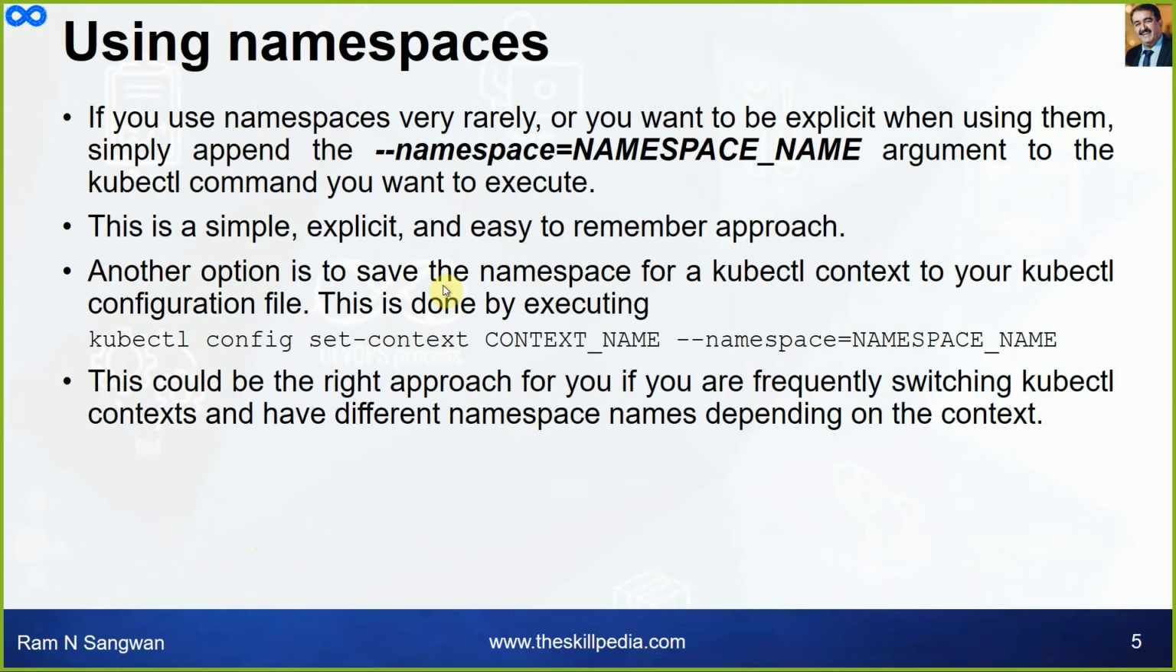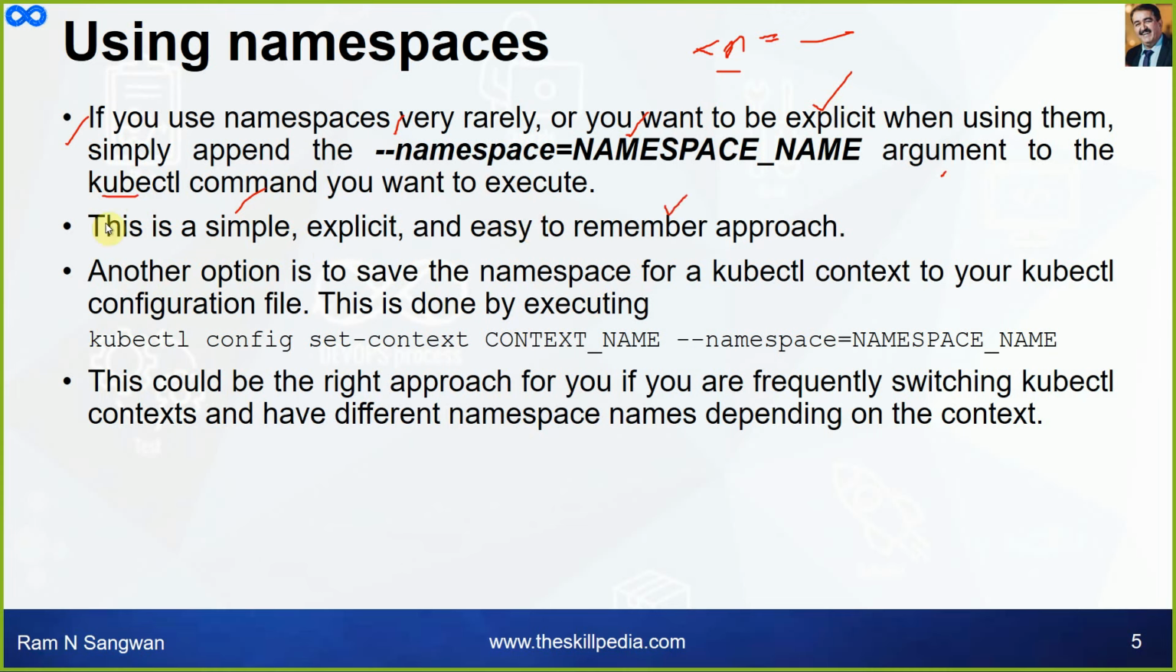If you use namespaces very rarely or you want to be explicit when using them, then with your kubectl command you append this parameter, hyphen hyphen namespace equal to the namespace name, or simply hyphen n equal to the namespace name, to the kubectl command you are executing. This is a simple, explicit, and easy to remember approach.